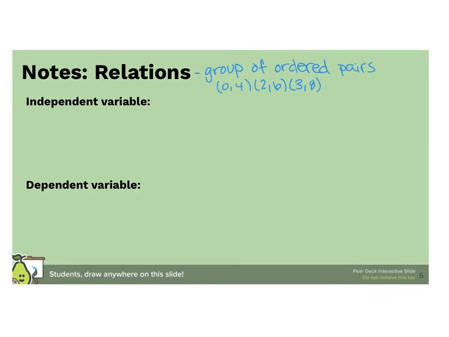So the independent variable is always the x value. So the first value in an ordered pair, remember it's x comma y. So the first value is your x value. So it will be 0, 2, and 3. Those are the independent variables in this relation. It's also, you can think about it as the input.